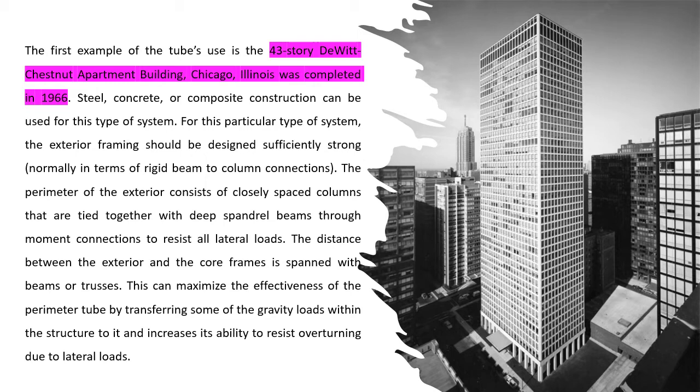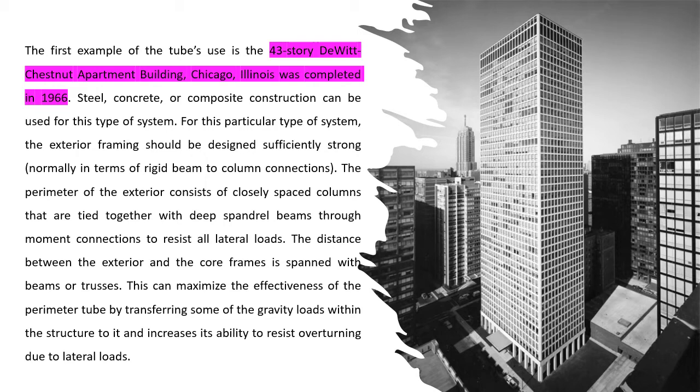For this particular type of system, the exterior framing should be designed sufficiently strong, normally in terms of rigid beam to column connections. The perimeter of the exterior consists of closely spaced columns that are tied together with deep spandrel beams through moment connections to resist all lateral loads. The distance between the exterior and the core frames is spanned with beams or trusses. Later on in this report, we can identify the core and the exterior frames.